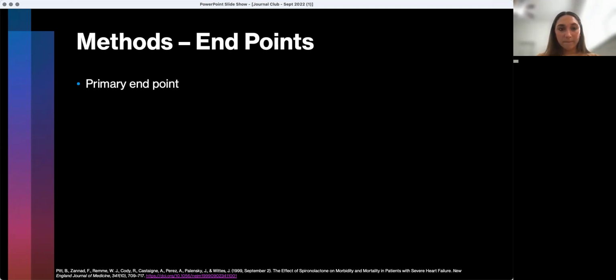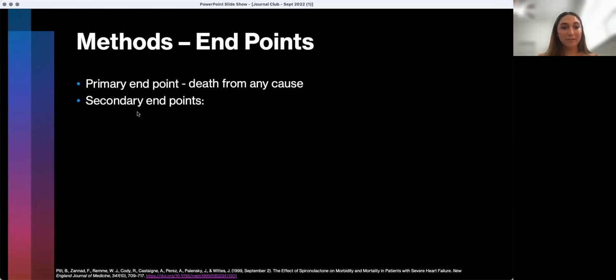All-cause mortality. Yep, that's correct. Can you just click once, Jasmine, and then one more time? Perfect. Okay. And then how about the secondary endpoints? There were about 3 or 4 here. Can anyone mention what they were?